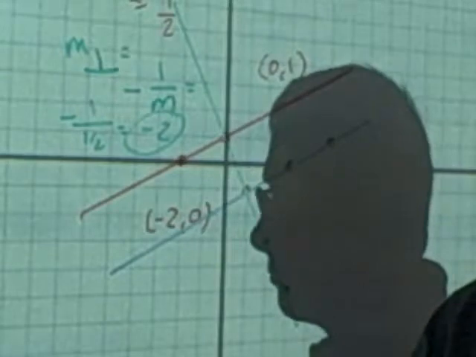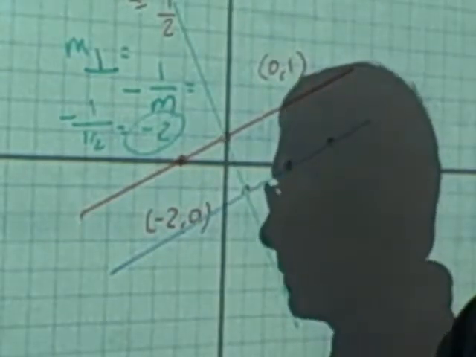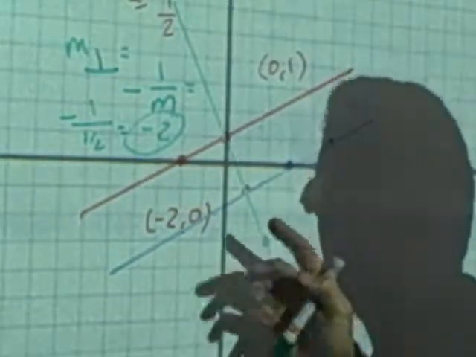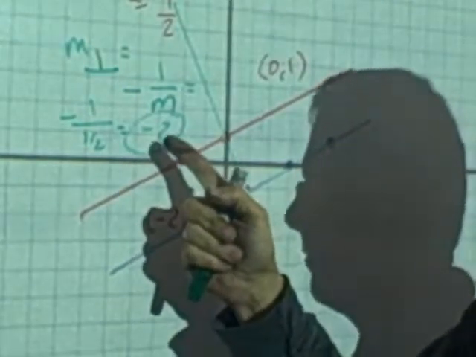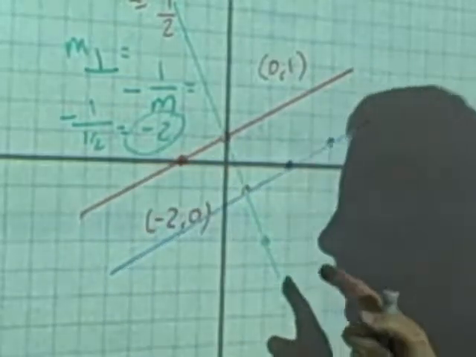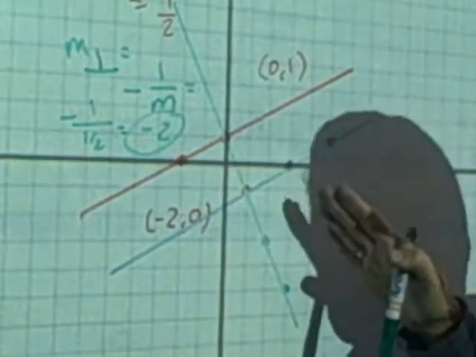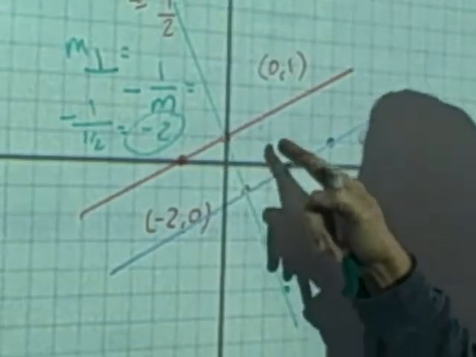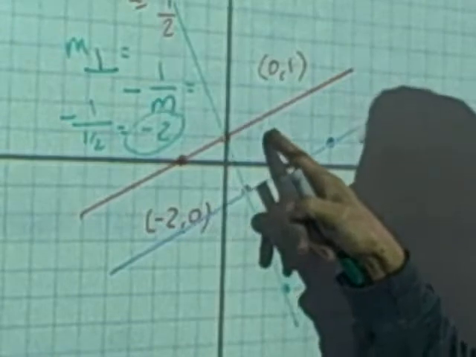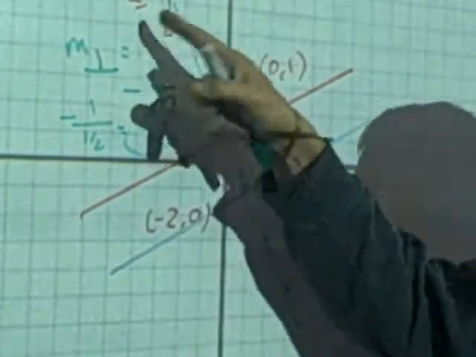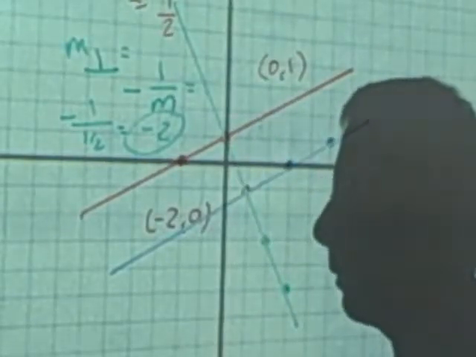So that's the connection with gradient, parallel, and perpendicular. Parallel lines have the same gradient. Perpendicular lines have a gradient that's 1 over the negative of the original. Another way to look at the perpendicular gradient is that if I multiply the gradient of the perpendicular line, which is the green one, times the original line, which is the red one, I should always get -1. So if I multiply -2 times 1/2, yes, I get -1. So that's the easiest way to find the perpendicular line.